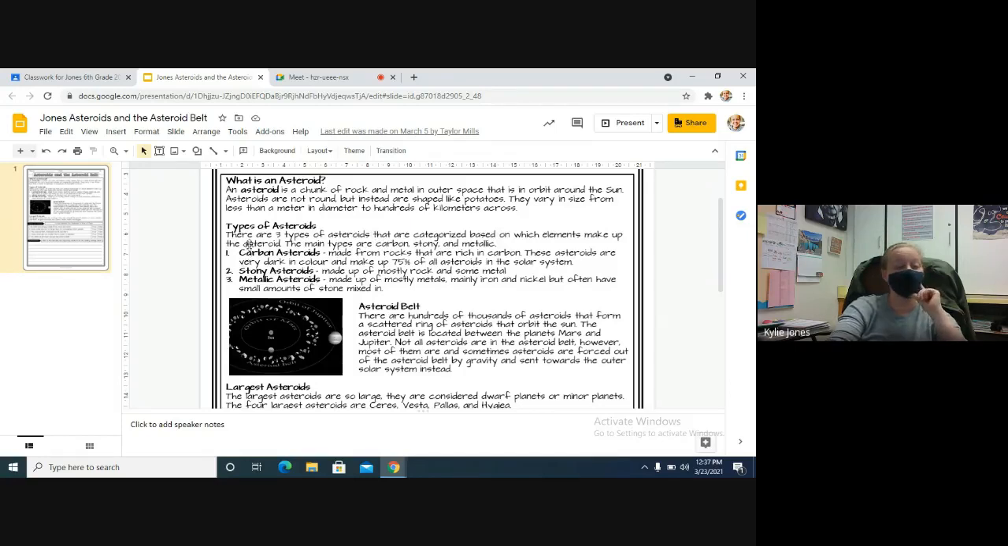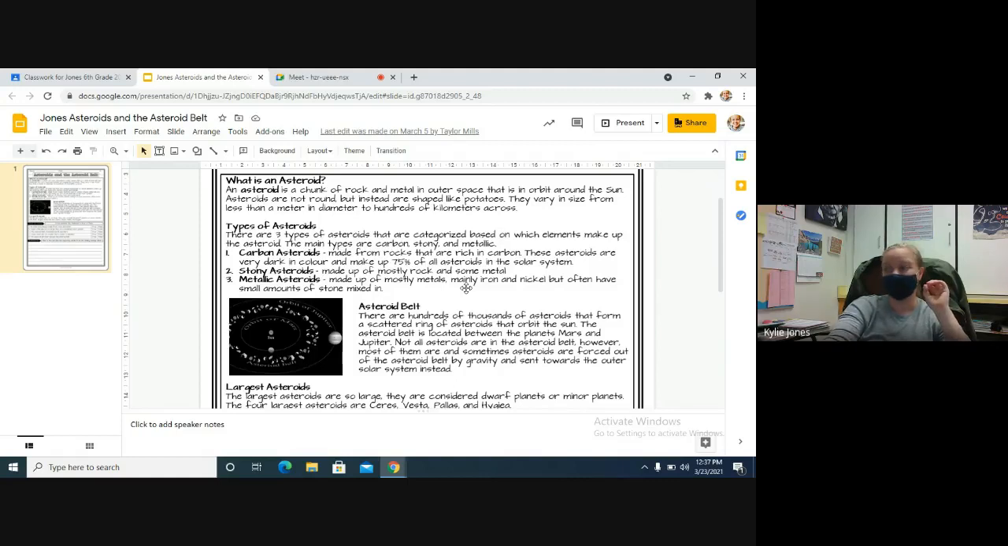Number 2 is the stony asteroid. It's made up of mostly rock and then a little bit of metal. And then finally, the metallic asteroid is made up of mostly metals, mainly iron and nickel, but often they have small amounts of stone mixed in as well. So 3 types.